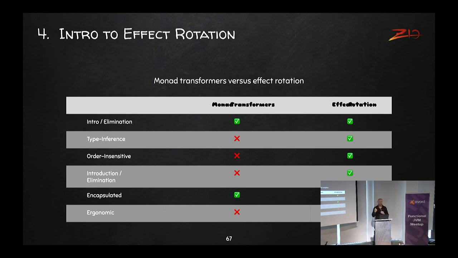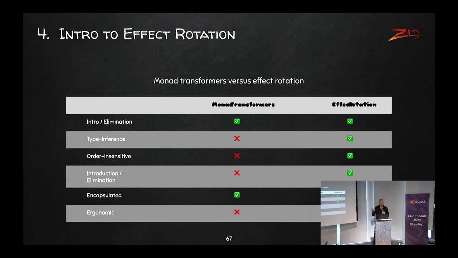In effect rotation, we determine the set of effects that we are going to support in advance, and then we write a single low-level optimized interpreter that knows about all those effects and weaves them into the data type. So there's no encapsulation with effect rotation.